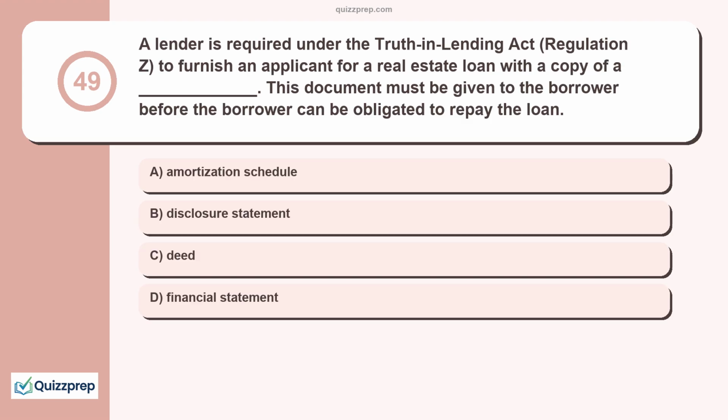Question 49. A lender is required under the Truth in Lending Act, Regulation Z, to furnish an applicant for a real estate loan with a copy of a blank. This document must be given to the borrower before the borrower can be obligated to repay the loan. Amortization schedule, disclosure statement, deed, financial statement.